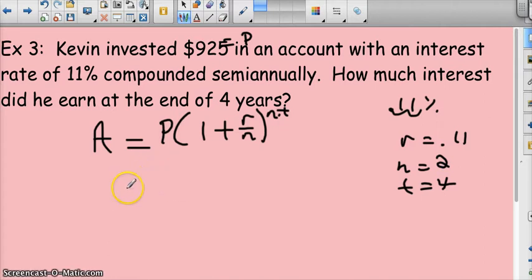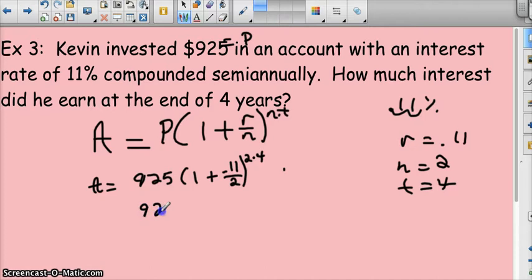So we're going to plug in all of our pieces. Our A is going to equal, the P in this case is $925, times 1 plus, our R in this case was 11%, so 0.11 divided by, the N was 2, and this is all going to be taken to the N times T power, which is 2 times 4. We talked yesterday, multiplying the exponent first does help. 2 times 4 is 8, so we've got 925 times 1 plus 0.11 divided by 2 to the 8th power.